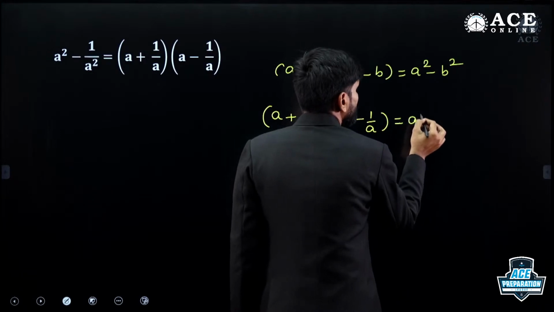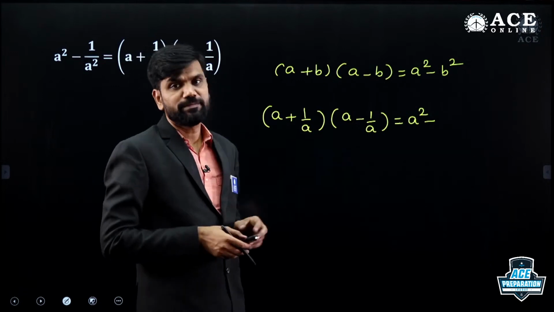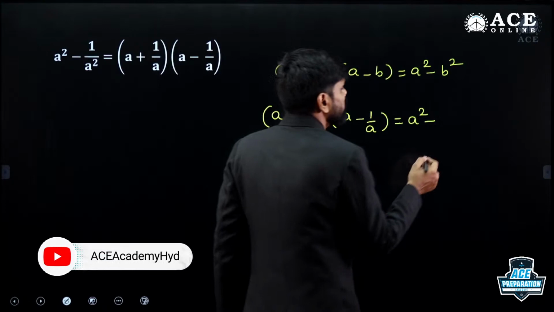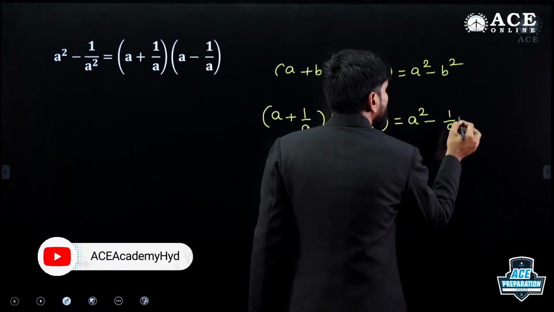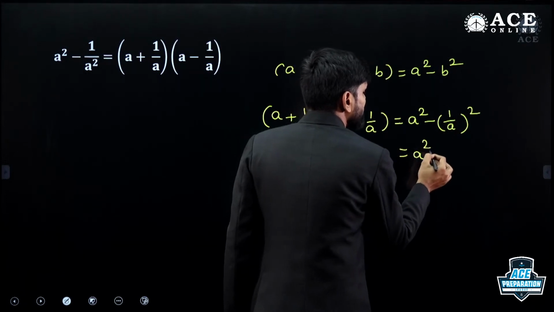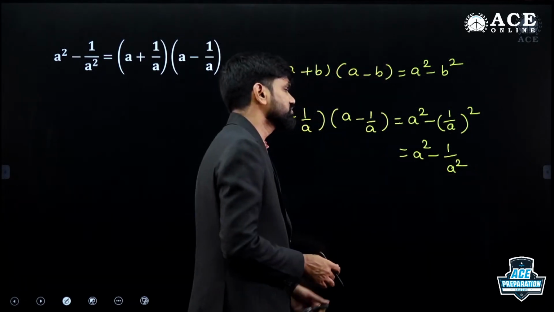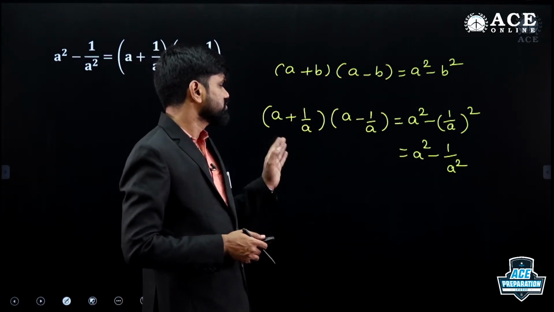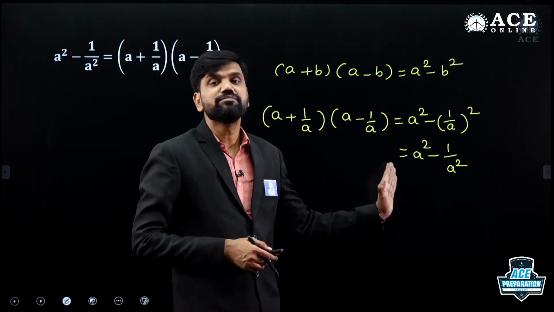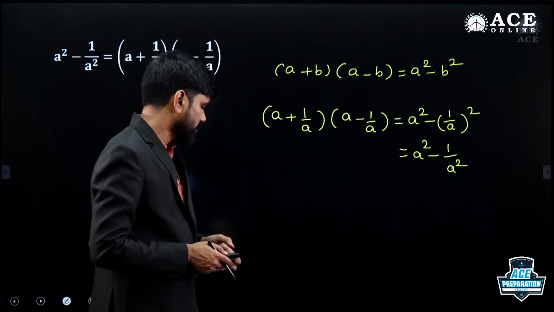That will give you a square minus, in place of b I have 1 by a, so a square minus 1 by a whole square. On simplification, it looks like a square minus 1 by a square. So this is how we got this relation: a plus 1 by a into a minus 1 by a equals a square minus 1 by a square. Please make a note of it.